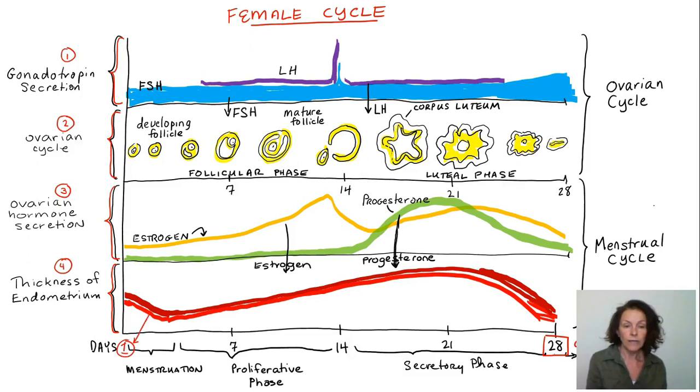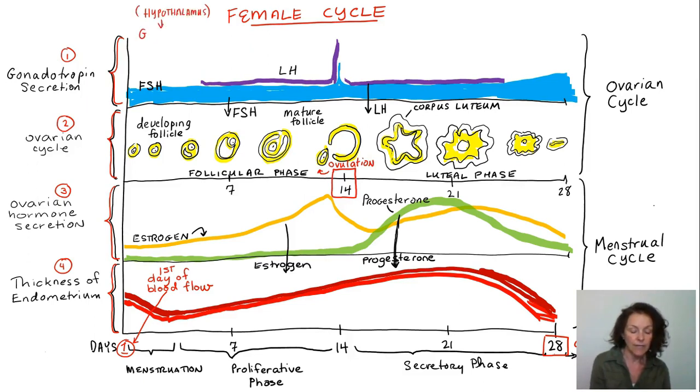So day 1 is known as the first day of blood flow. So this is really when a woman's period begins. And then the period will last from 5 to 7 days approximately. And then we can also see on this graph that ovulation will occur at approximately day 14.